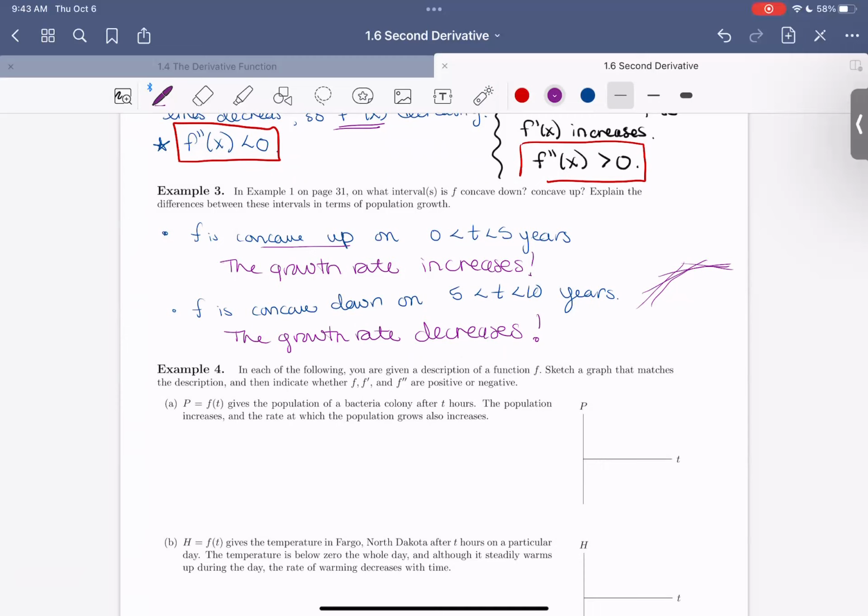So again, it's important to practice using these terms, practice these different types of problems, and you'll become more familiar with them.